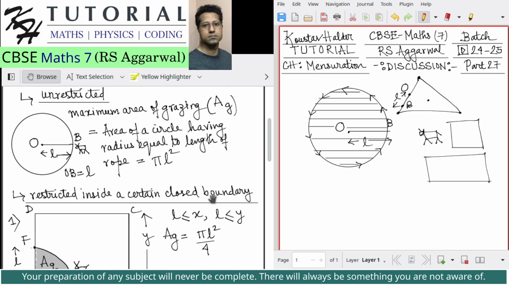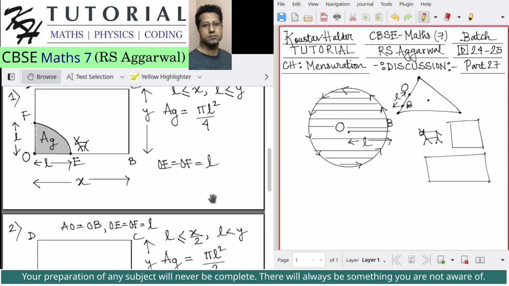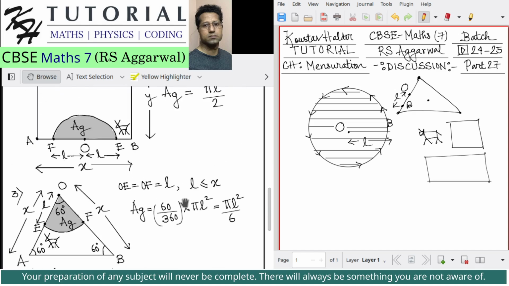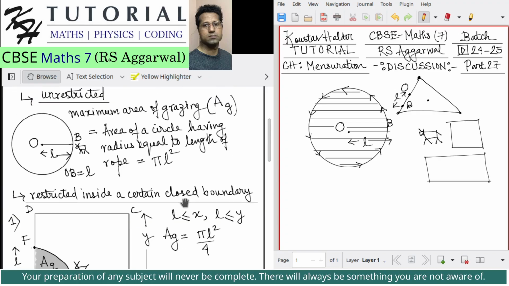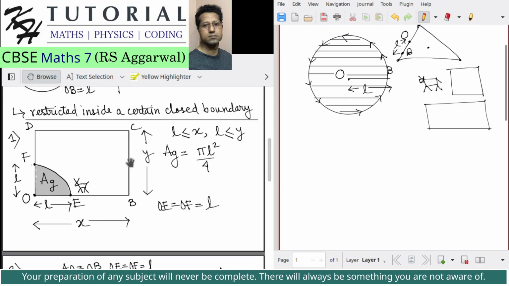Okay, now let's see some restricted mode. I will consider only two types of restricted mode. That is, when the restricted area where the animal is tied is rectangular or it is a triangle. Now consider the scenario where the restricted area is a rectangular grassy plot. Let's say the grassy plot rectangular area is OBCD.